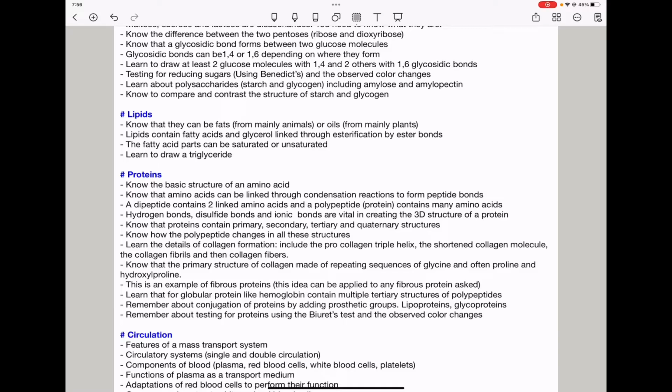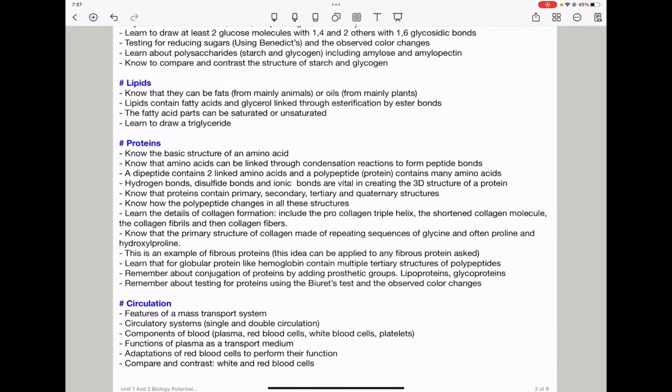Here we include the procollagen triple helix, the shortened collagen molecule, the collagen fibers, as well as the collagen fibers that are produced. On this note, you need to know that the primary structure of collagen is made up of repeating sequences of mainly glycine and often 2 other amino acids like proline and hydroxyproline. This is also common. This is an example of a fibrous protein, and this idea can be applied to any fibrous protein that you can be asked about in the exam.